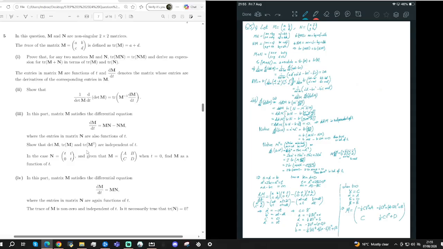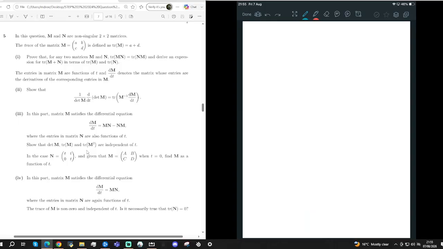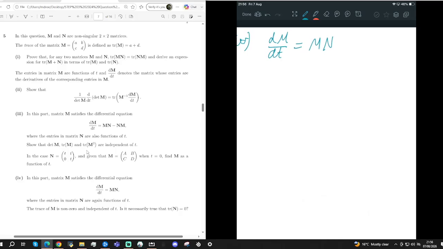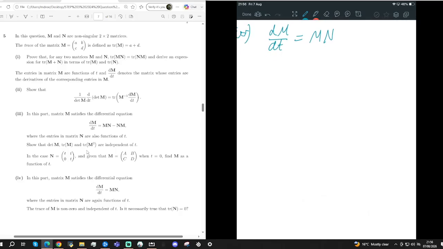Okay, part 4. In this part of the question, we now have a different differential equation that we're trying to solve, which doesn't have the subtract in it. So we only have the mn, where the entries in the matrix n are again functions of t. The trace of m is non-zero and independent of t. Is it necessarily true that the trace of n equals 0?